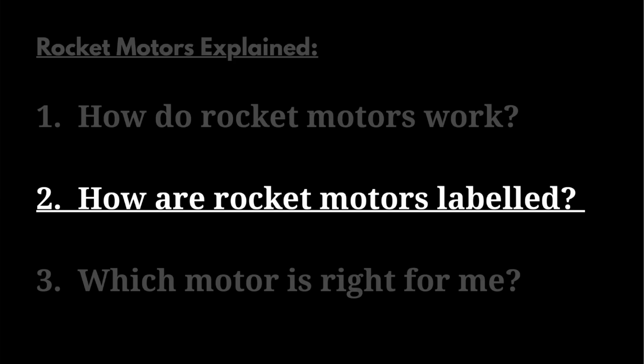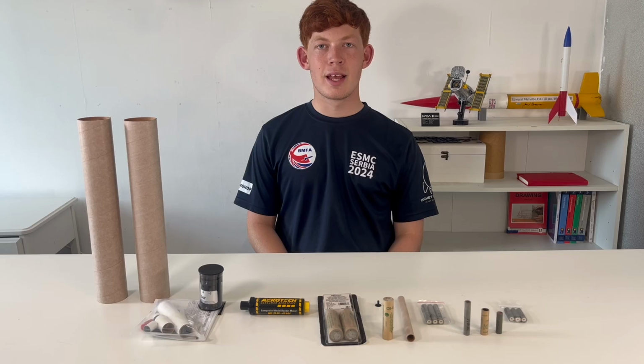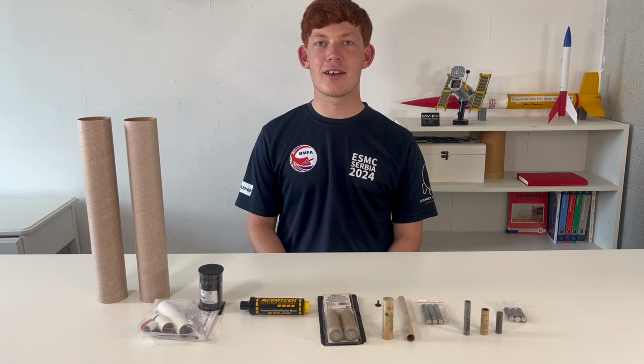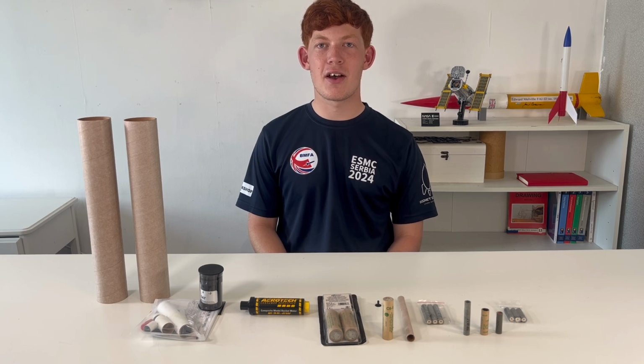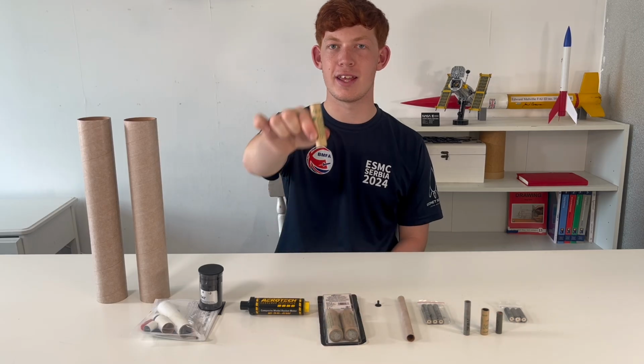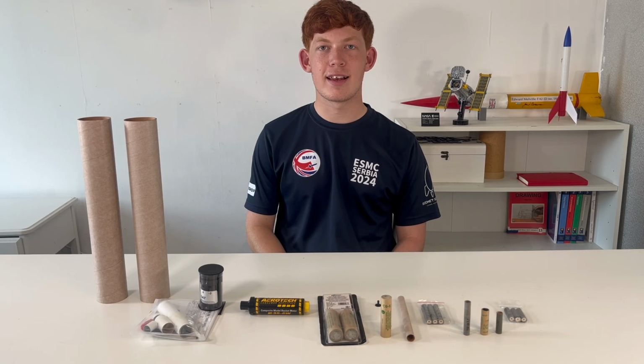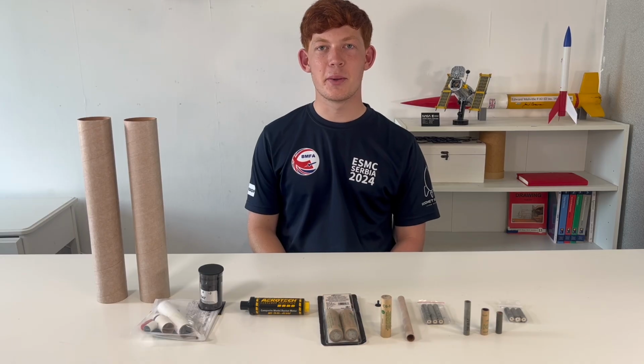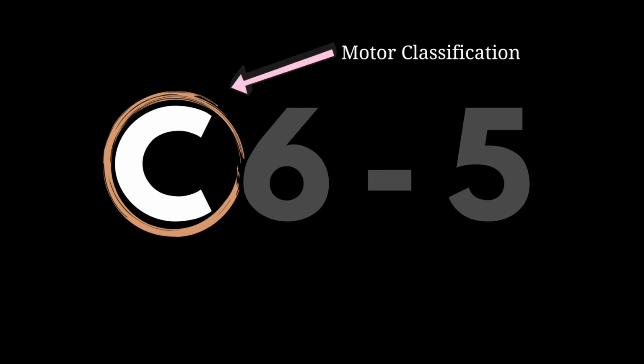Part 2. How are rocket motors labelled? Now we know how rocket motors work, let's decode the mysterious numbers and letters on the side of the rocket engines. For example, C65, like on this motor here. These codes tell us exactly how the motor will behave. Here's how it works. The first letter, in this case the letter C, stands for the motor classification, or the total impulse.